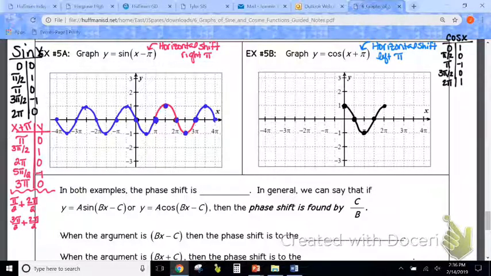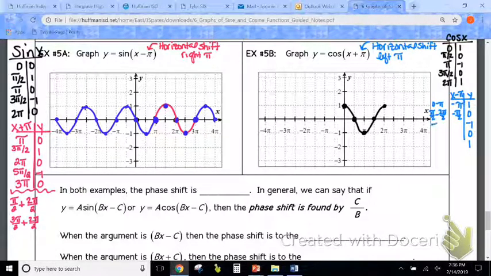And so what would that do in my table? Yeah, it'd be x minus pi. And so my y's aren't going to change, so I'm going to go ahead and rewrite them. And then I'm going to subtract pi from all of my x's. So what is 0 minus pi? Negative pi. And what is pi over 2 minus pi, which is 2 pi over 2? Negative pi over 2.